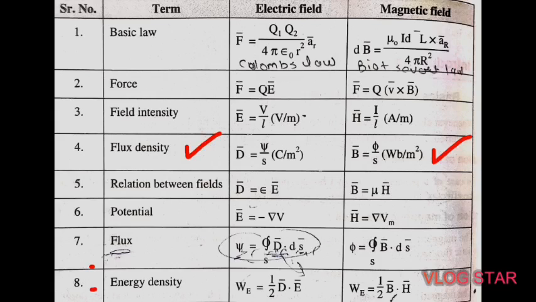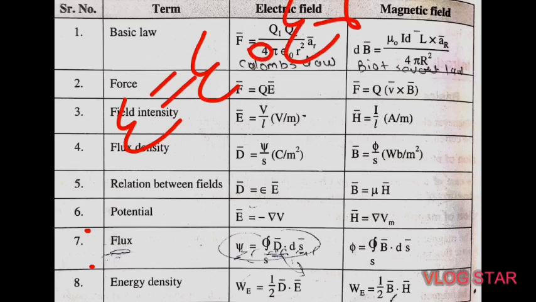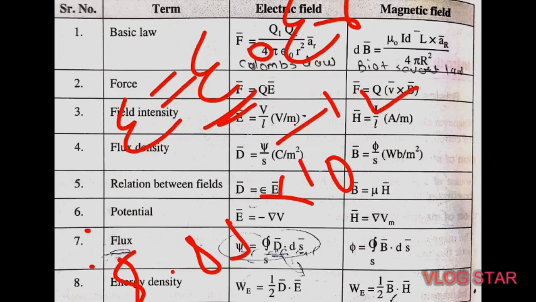Then the fifth point is the relation between fields. Here D bar is electric flux density, and E bar is electric field intensity. The relation between these two is D bar is equal to epsilon into E bar, where epsilon is the permittivity of medium, and epsilon is epsilon 0 into epsilon r. Here the value of epsilon 0 is constant, having value 8.85 into 10 raised to minus 12. This is the constant value for epsilon 0.